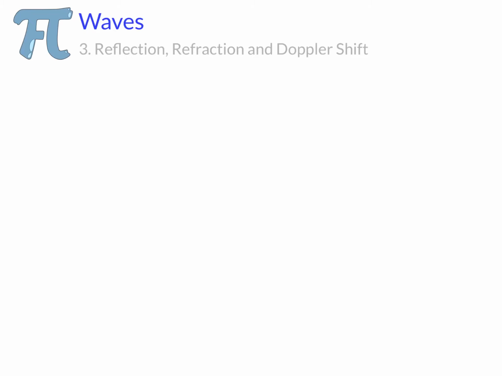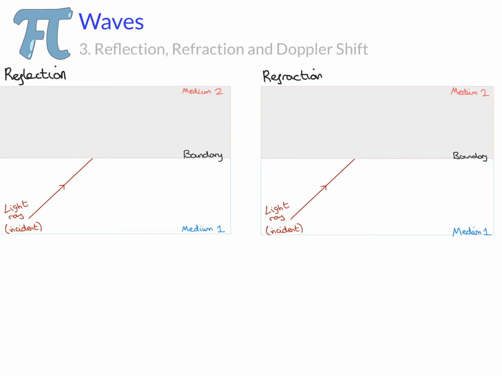Now we will look at some of the phenomena that we see waves undergoing in the physical world. Reflection and refraction both occur when a wave is passing through one medium and then it comes up to the boundary of another medium. Whenever we draw this situation, we label what is called the normal to the surface at the point of contact, a perpendicular line coming out of the boundary.